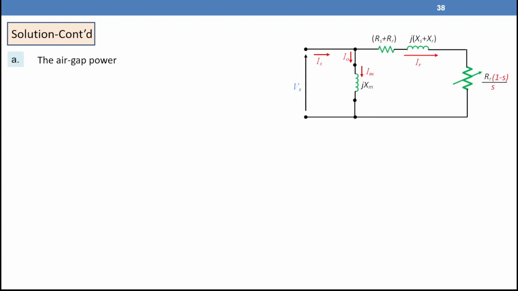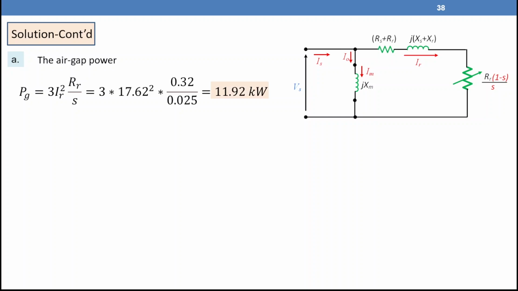To calculate the air gap power, we can say that P gap equals 3 I rotor squared R rotor over S. To see where this formula comes from, you need to return to the previous videos, video number 1, to see the power flow diagram in this chapter. So that equals 317.62 squared multiplied by R rotor over S, which gives you 11.92 kilowatt. That is the air gap power.